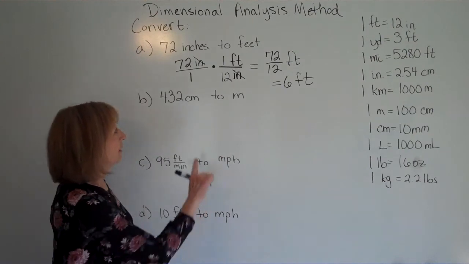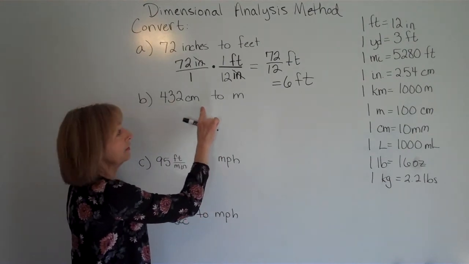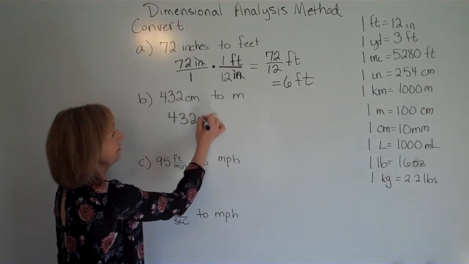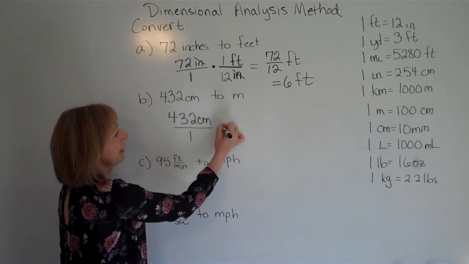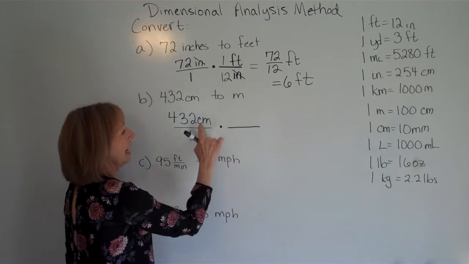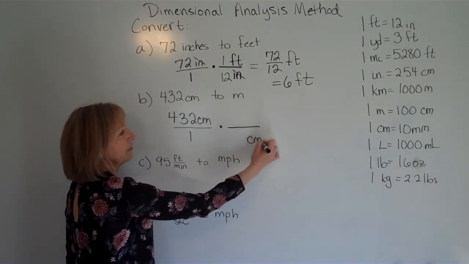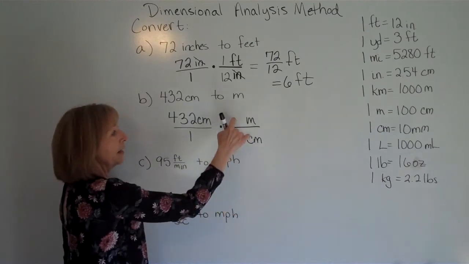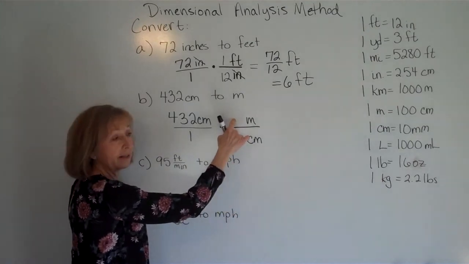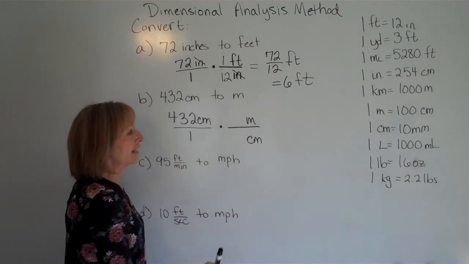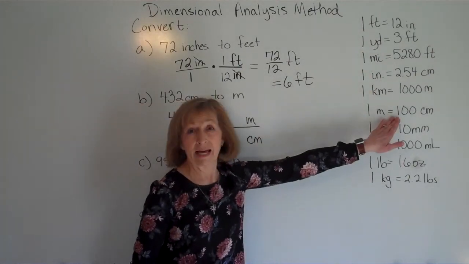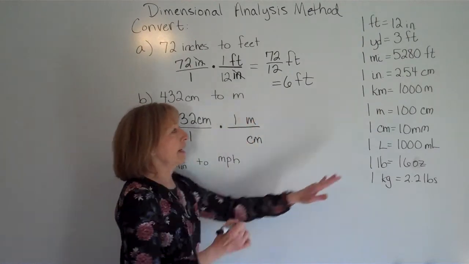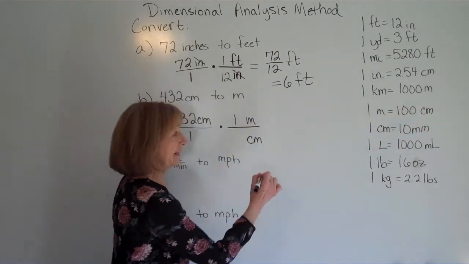Okay, let's try the next one: 432 centimeters to meters. So I have 432 centimeters divided by 1, times, I want the centimeters to cancel out and bring in the meters. A meter is a bigger unit than a centimeter, and I can find where that connection is, so I put 1 with the meter in the numerator and 100 with the centimeter in the denominator.